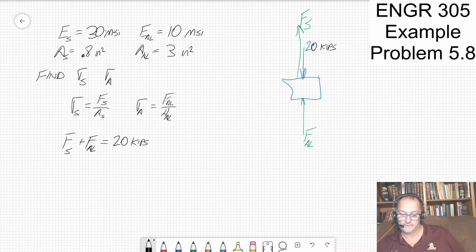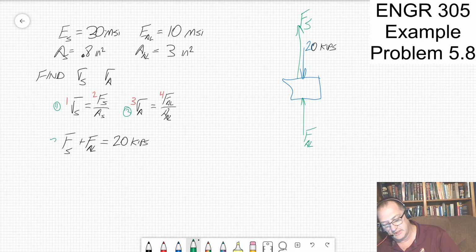All right. So if I follow the same process, my unknowns are: I don't know my stress, I don't know my force, I don't know my stress, I don't know my force. If I talk about equations, I've got one equation. Here's two equations. Here's my third equation.